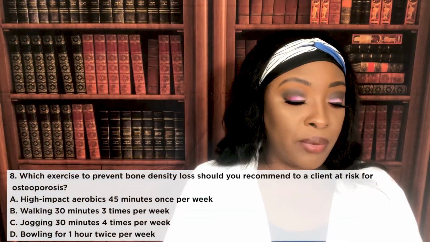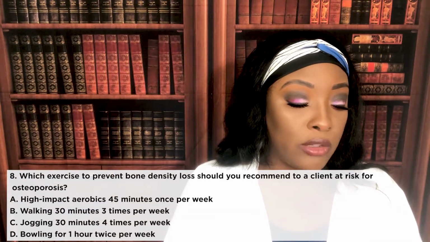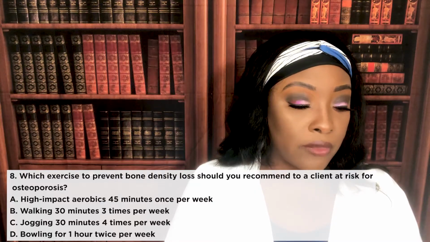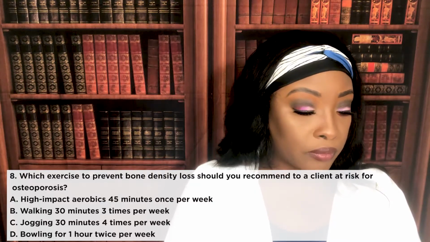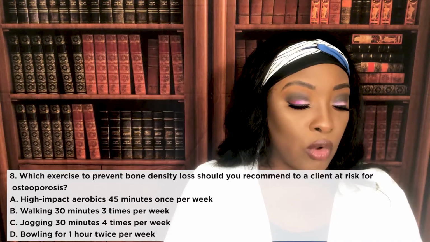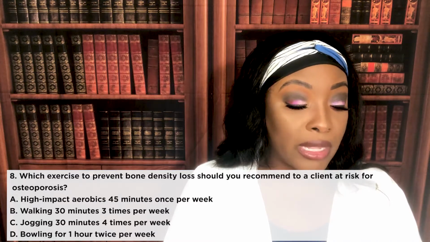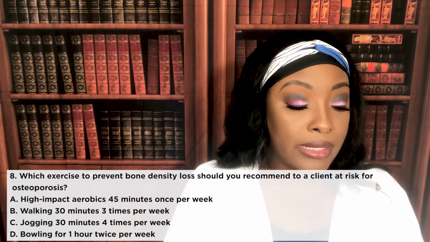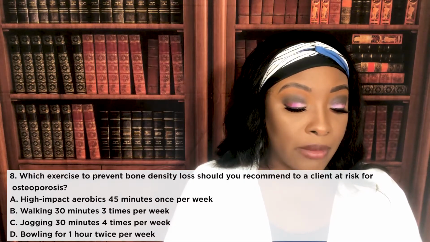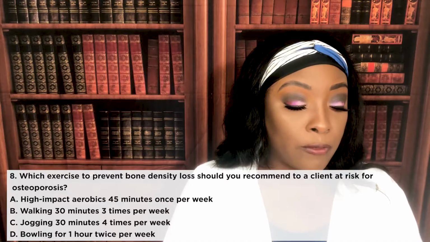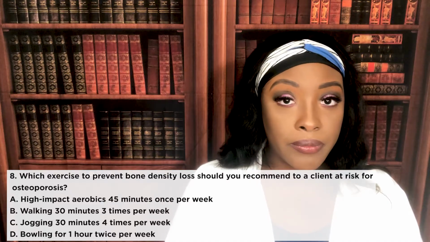Which exercise to prevent bone density loss should you recommend to a client at risk for osteoporosis? A, high impact aerobic 45 minutes once per week. B, walking 30 minutes 3 times per week. C, jogging 30 minutes 4 times per week. Or D, bowling for 1 hour twice a week.